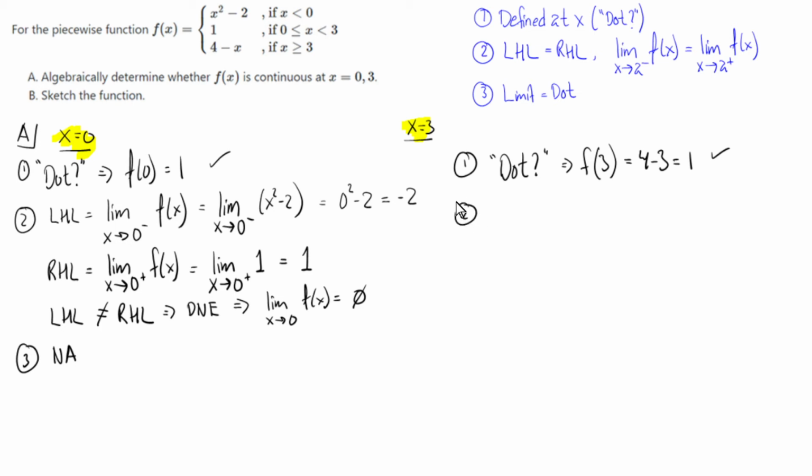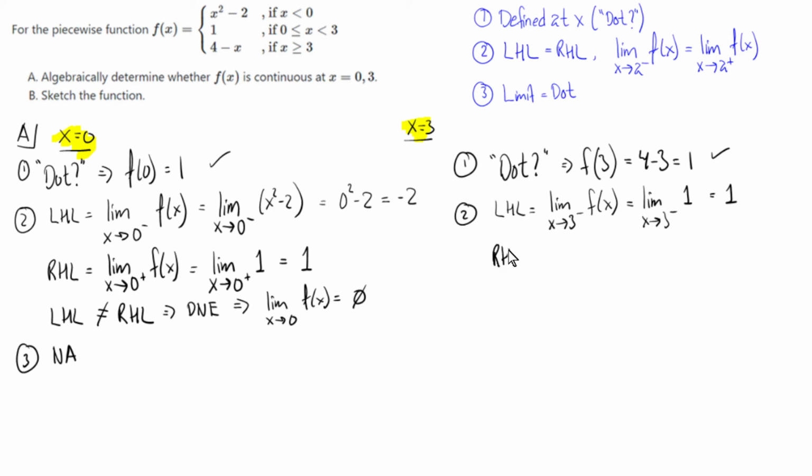Second criteria, evaluating the two limits from the left and from the right. So the left-hand limit here is going to be the limit as x tends to 3 from the left of f of x. So we're looking at x values that are slightly smaller than 3. So the function is going to be defined as 1. So we're going to get the limit as x goes to 3 from the left of 1 will equal 1. So that's your left-hand limit.